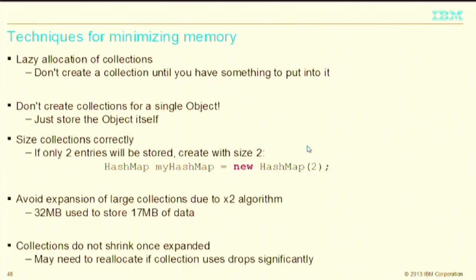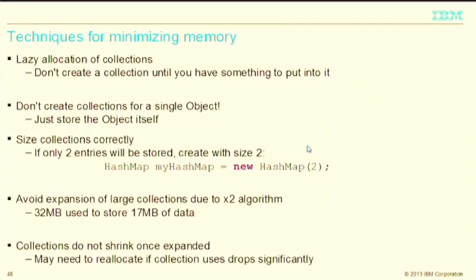So secondly, if you're only storing one object, you could actually just store that object and not put it in a collection because there's only one of them. And that saves you the overhead of the wrapping objects. So in the hash map, that saves you the hash map object and the array of hash map entries. So you're down to single objects.